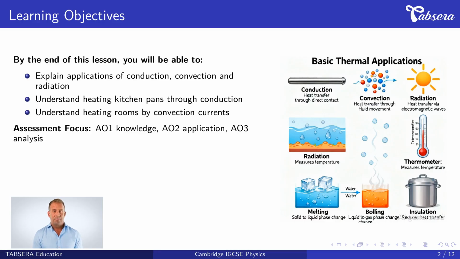Let's examine our learning objectives for today. By the end of this lesson, you will be able to, first, explain applications of conduction, convection, and radiation in real-world contexts. Second, understand heating kitchen pans through conduction processes. Third, understand heating rooms by convection currents. These objectives align with Cambridge IGCSE assessment objectives. AO1 tests your knowledge of thermal concepts, AO2 examines your application skills, and AO3 evaluates your analytical abilities.